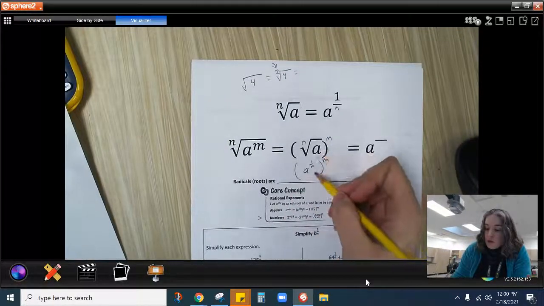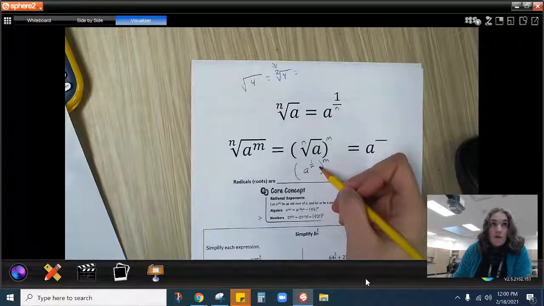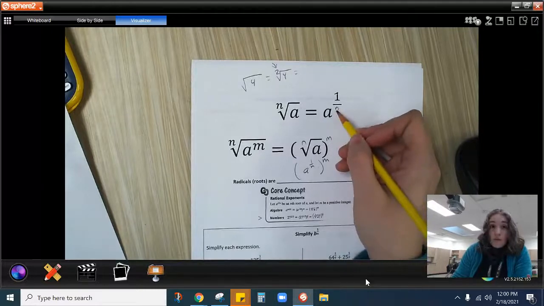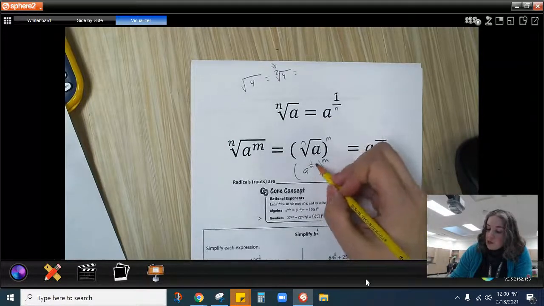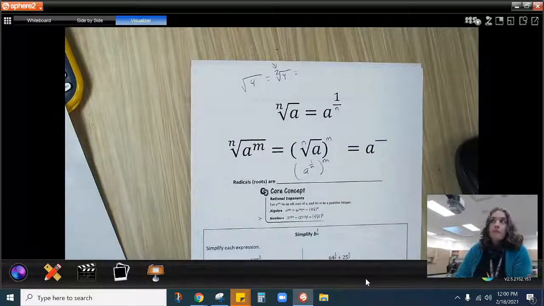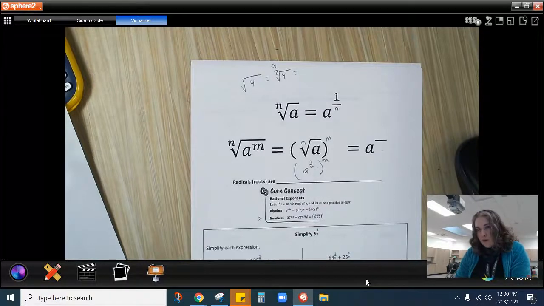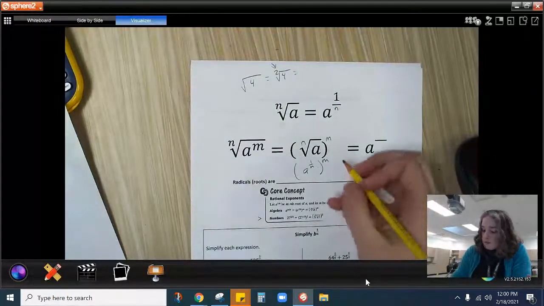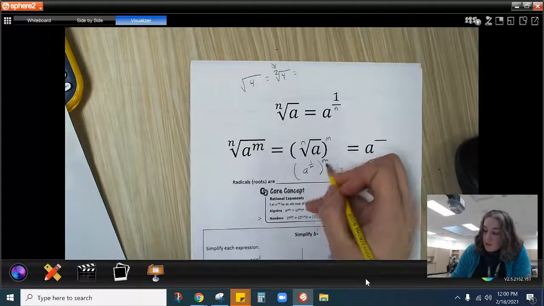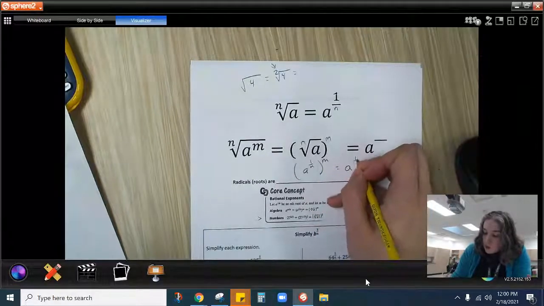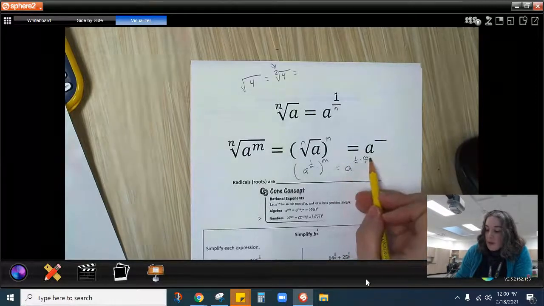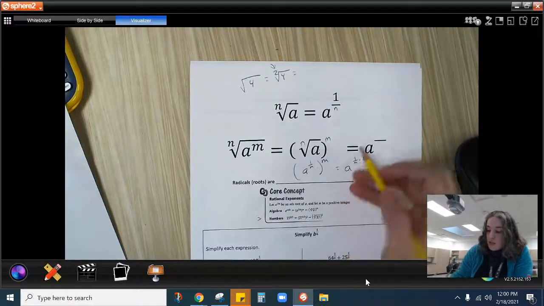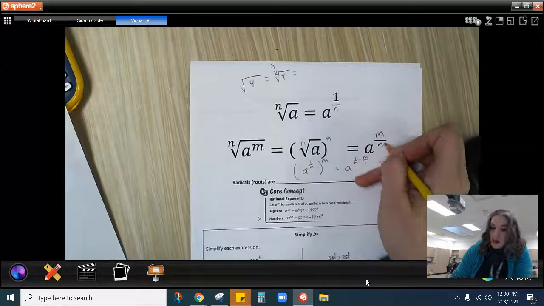I just rewrote it. That's all I did. I just rewrote it using our radical rule as a fractional exponent, a rational exponent. And then I am going to do my power of powers, and I'm going to multiply those out. So this would be a to the 1 over n times m over 1. So I'm really multiplying my numerators and denominators of the exponent, so that means I get m over n.